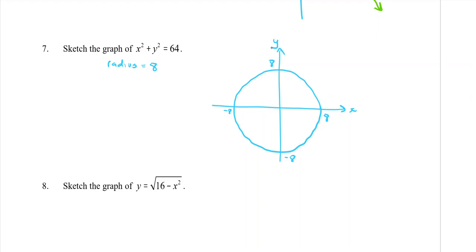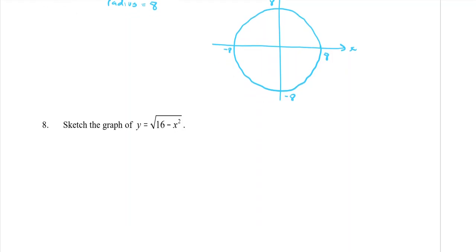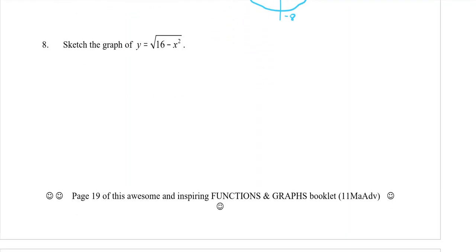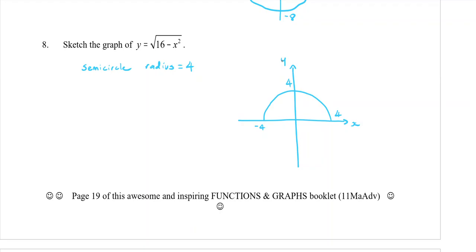Question 8. Sketch the graph of y equals the square root of 16 minus x squared. What type of graph is that? It starts with S. Semicircle. And what is the radius of the semicircle? 4, so square root of 16. Is it going to be the semicircle above or below? Above, because it's positive. So there is my semicircle above, and it's negative 4, 4, 4. Just make sure you show those values and that it looks like a semicircle.